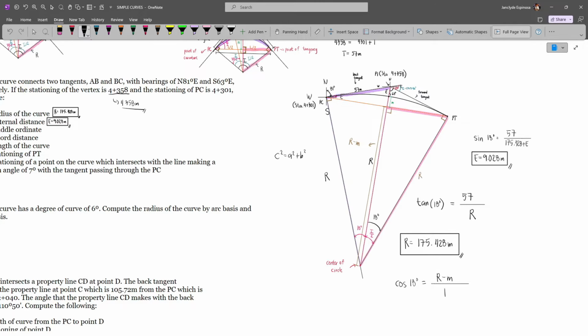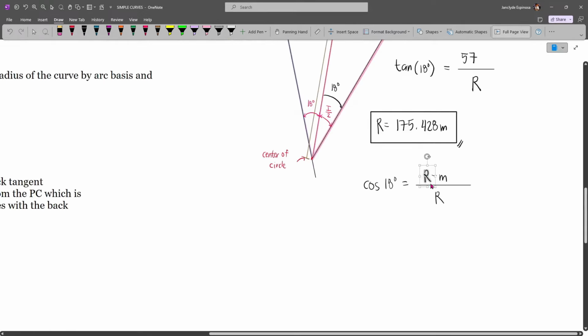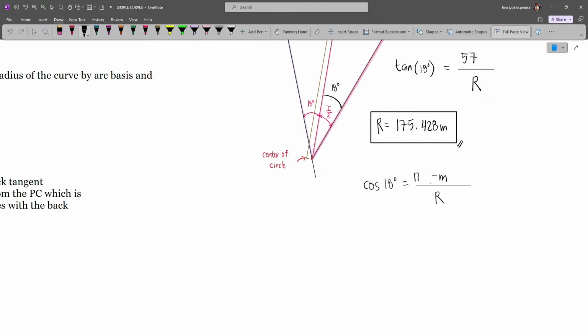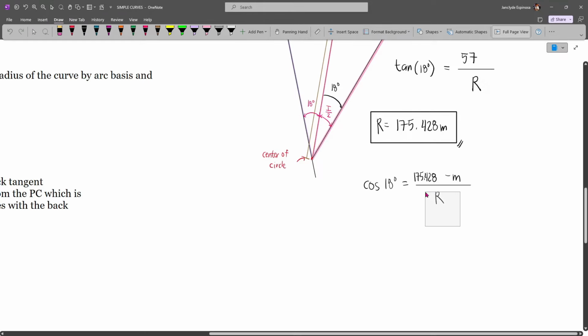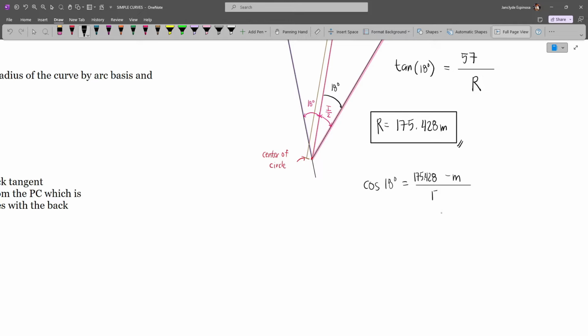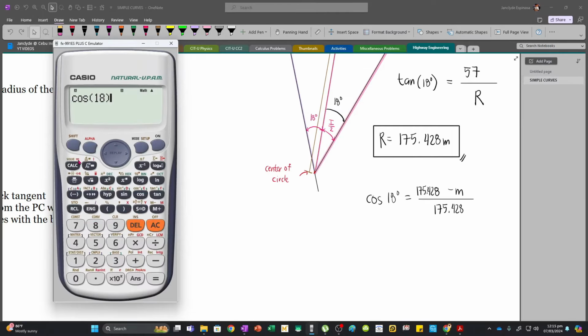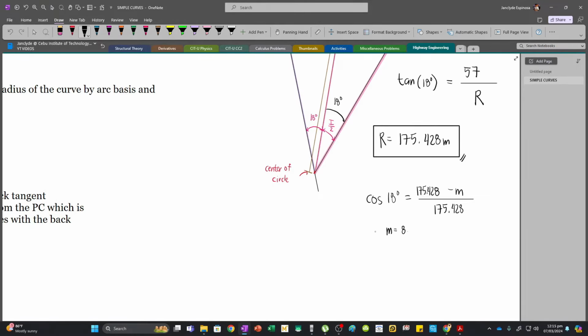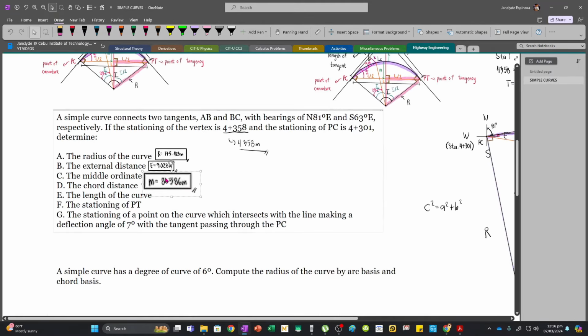So this is R. And so papalitan natin to, this is 175.428 divided by R, which is also 175.428. We can now solve M. So cos 18 equals 175.428 minus M over 175.428. We have 8.586. So M equals 8.586. And so copy natin, this is for letter C.